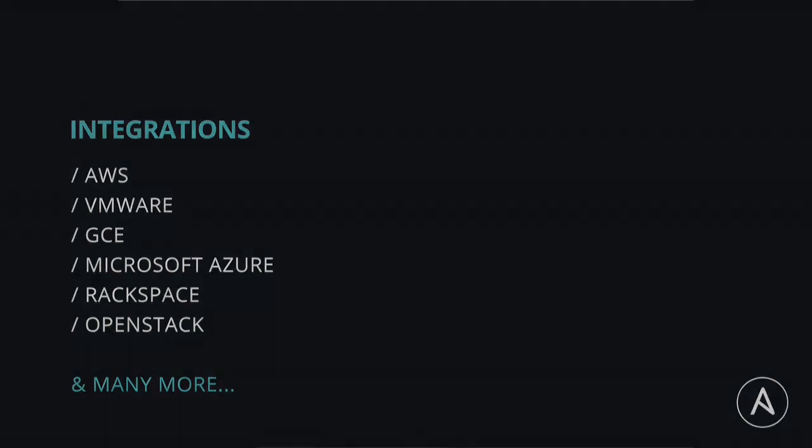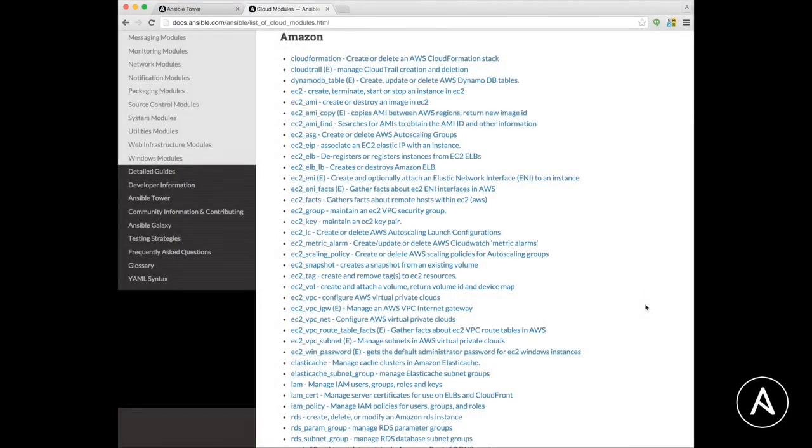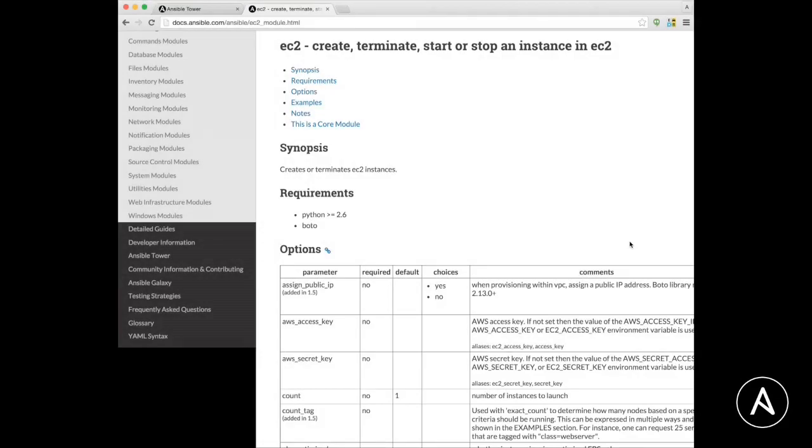Let's craft a simple playbook to provision any number of hosts in AWS. For this, we'll use the EC2 module. The EC2 module is one of many AWS modules that provide an Ansible interface to the most popular AWS services. We'll use EC2 to provision new instances. It works by talking directly to AWS through the Boto Python libraries.